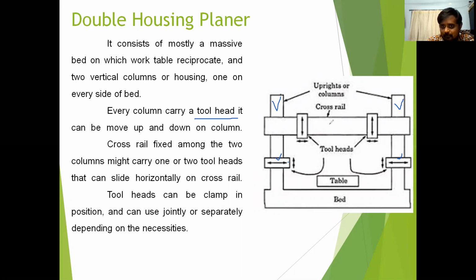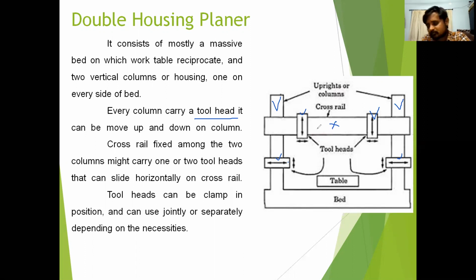This is the cross rail, which is fixed on the two columns, can slide horizontally, and holds one or two tool heads. Let's say this is the first tool head, this is the second tool head. The cross rail may contain one or two tool heads that can slide horizontally on the cross rail.